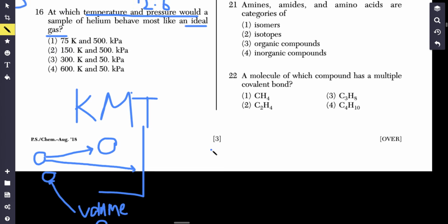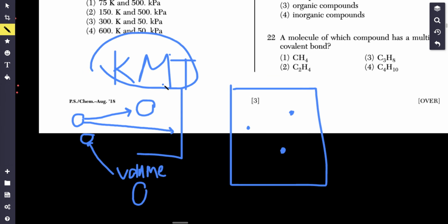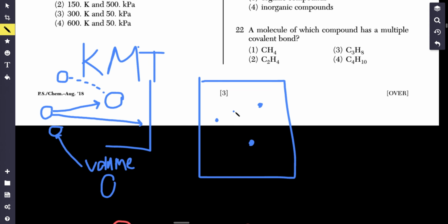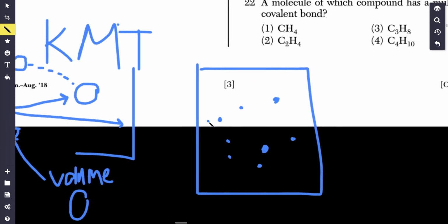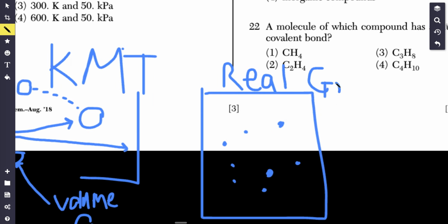Now, imagine a scenario like this. Let's say you have a container and you have some gas particles. Obviously, the kinetic molecular theory is a theory, right? It's not actually reality. The kinetic molecular theory says there are no intermolecular forces between gas particles. Well, the reality is that there are intermolecular forces between molecules. So ideally, gas particles have no intermolecular forces, but in reality they do. So what actually happens is that things behave like a real gas.